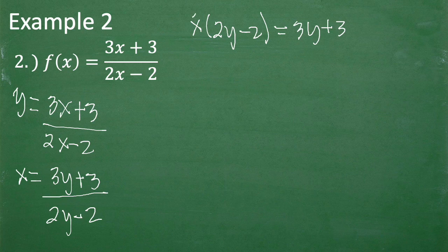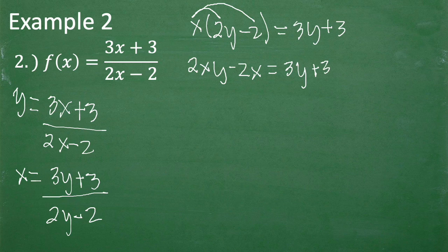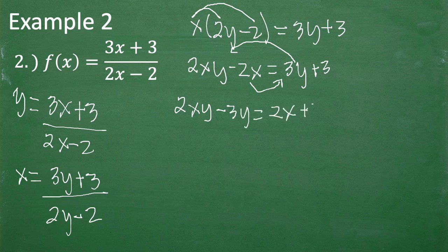And then we will simply distribute x inside the parentheses. So x times 2y, we have 2xy. x times negative 2, we have negative 2x. And then equals 3y plus 3. And then we will combine like terms. We will transfer 3y to the other side and 2x to this side. So let's do that. We have 2xy minus 3y equals 2x plus 3.